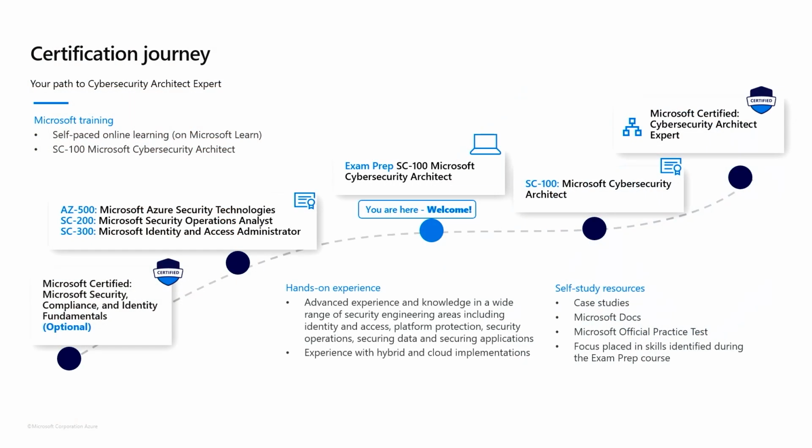This exam is designed for those who have advanced experience and knowledge in a wide range of security engineering areas. Also note that the SC-100 exam has a prerequisite for needing to pass another Azure security exam to earn that full Cybersecurity Architect Expert credential. So this can be the AZ-500 Microsoft Azure Security Technologies, SC-200 Security Operations Analyst, or SC-300 Identity and Access Administrator. The order in which you take the exam also doesn't really matter. However, if you only take the SC-100, you get the exam credential, not the full Cybersecurity Architect credential.